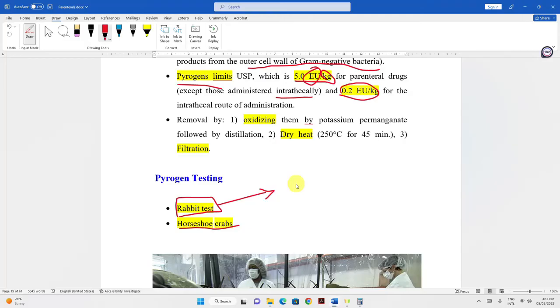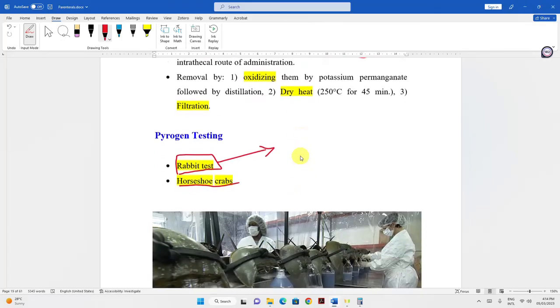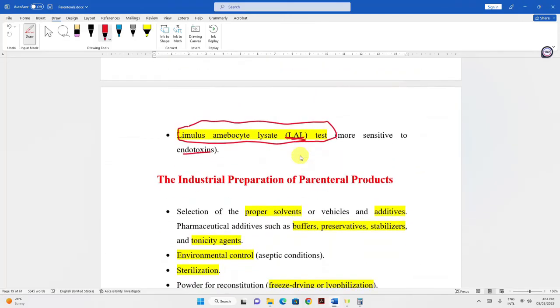You know rabbits have large ears, and in that you can see the veins. So when you test, you administer 10 ml of the drug solution per kilogram in the veins of the rabbit, and you wait and start measuring the temperature to see if there is a rise in temperature of the rabbit. If there is a rise, that indicates there are pyrogens in the solution you injected.